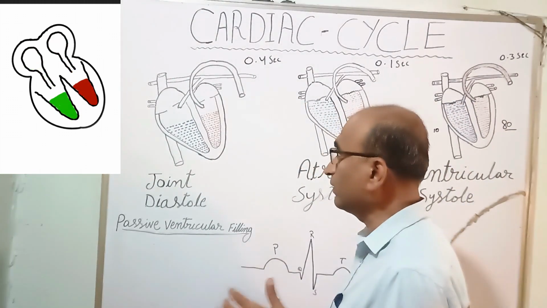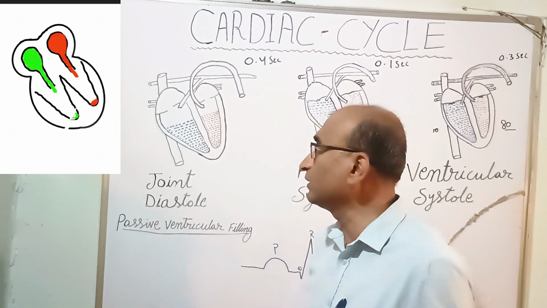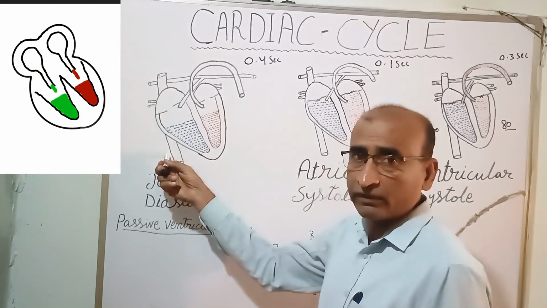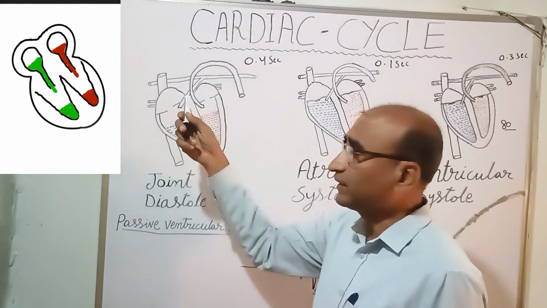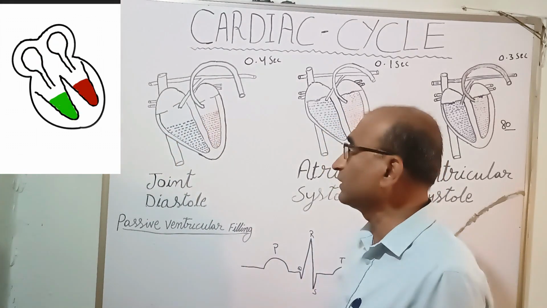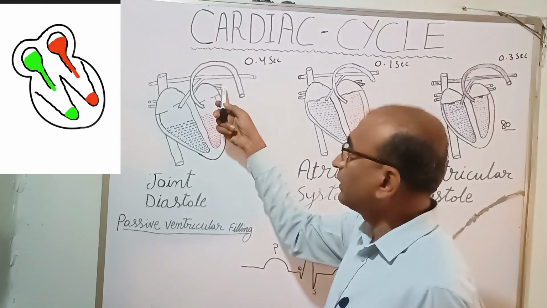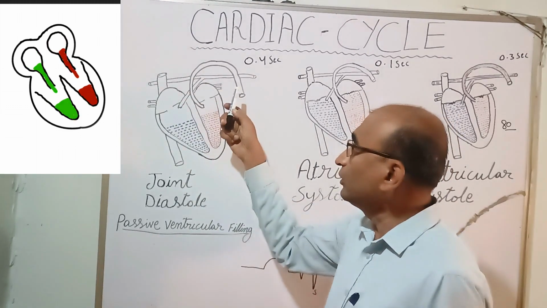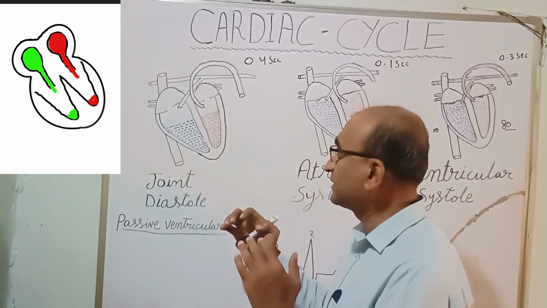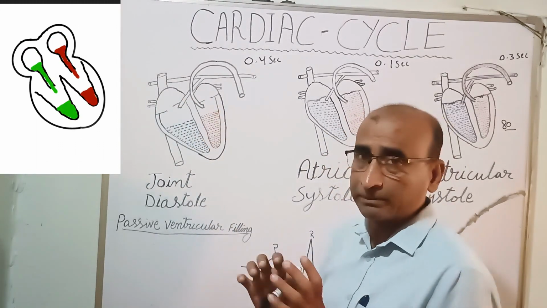In the 0.4 second, the deoxygenated blood from our body is collected through the superior vena cava and inferior vena cava into the right atrium. At the same time, the oxygenated blood is also collected through the pulmonary veins from the lungs into the left atrium. So both atria are collecting blood at the same time.